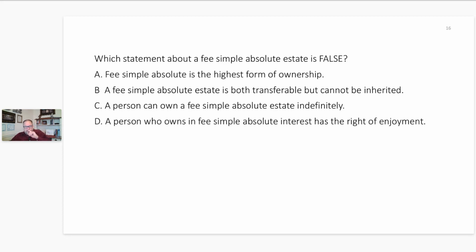What is one ownership that can't be inherited? I'm going to see how well you know this. What one ownership cannot be inherited? What do you think? Think about the three we're talking about: fee simple absolute, fee simple defeasible, and life estate. Which one of those three cannot be inherited? What do you think?